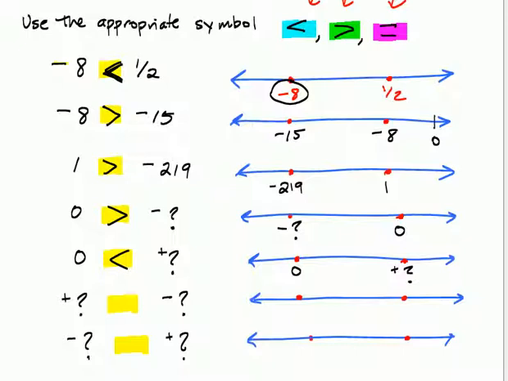And then finally, comparing positive to the negatives, I think you will agree. Any positive is going to be greater than any negative. Likewise, any negative is going to be smaller than any positive.